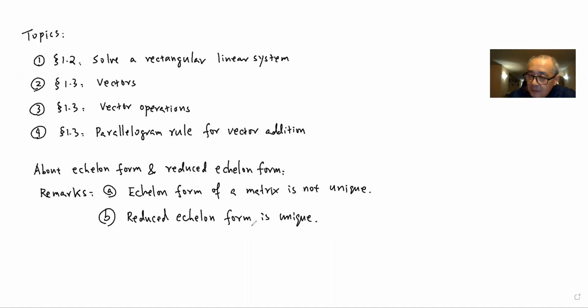Reduced epsilon form of a matrix is unique. That means that all the step-like patterns are the same, and the entries in reduced epsilon form are also the same. It doesn't depend on the operations that you use for reduced epsilon form.